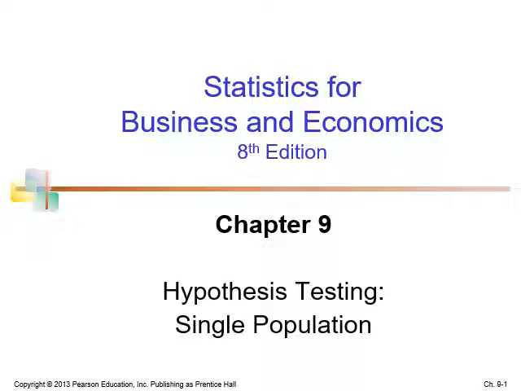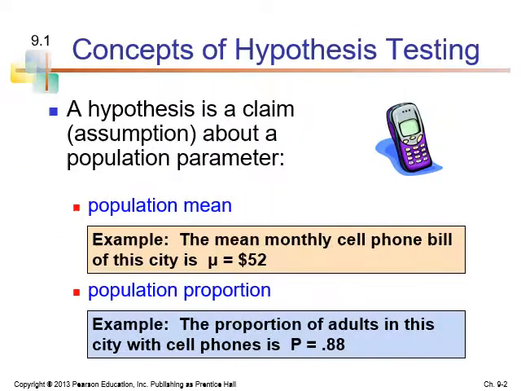Hello everyone. Today we will look at chapter 9, which is hypothesis testing. Chapter 9 will be about single population, and the next chapter will be about double population. So in single population, we'll look at a single claim about a population parameter.